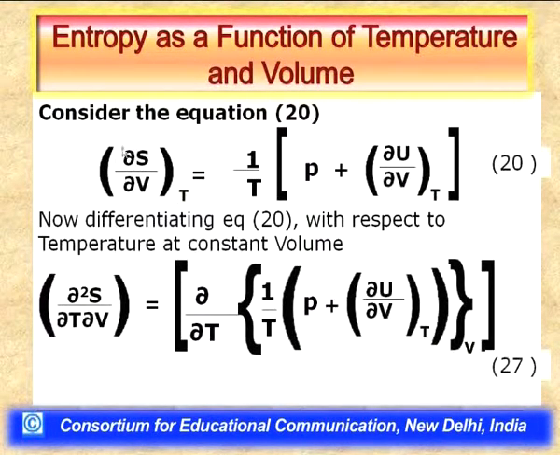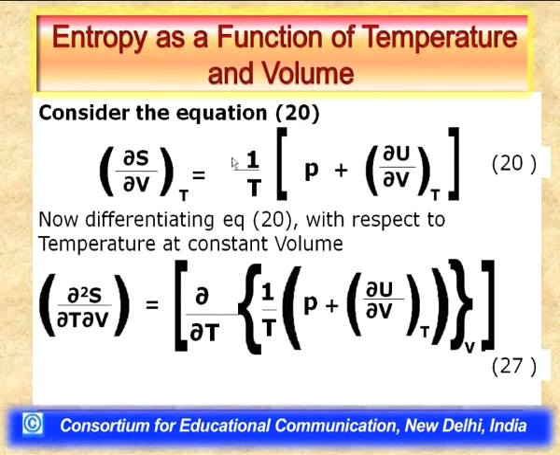Basically, this is nothing but the differential of entropy with respect to volume. So, what we need to do is differentiate this expression with respect to temperature at constant volume. So, we get del square S by del T del V. That is, del S by del V is first differentiated with respect to temperature, and then when we say del square S by del T del V, it means the second time we differentiate this differential coefficient with respect to temperature at constant volume.